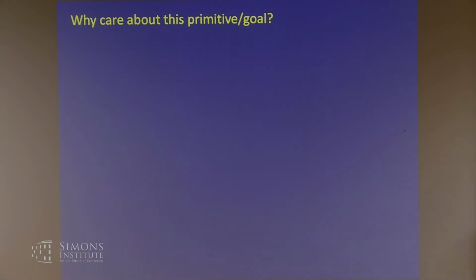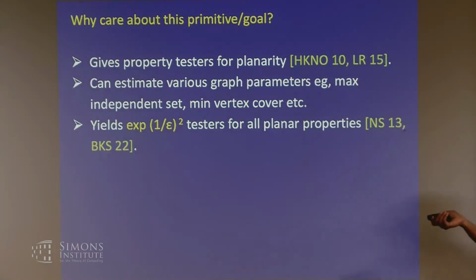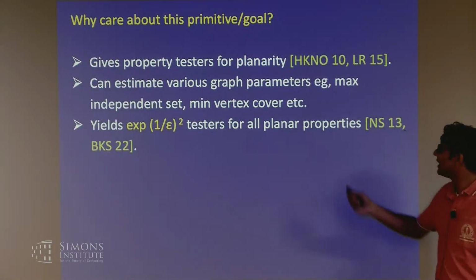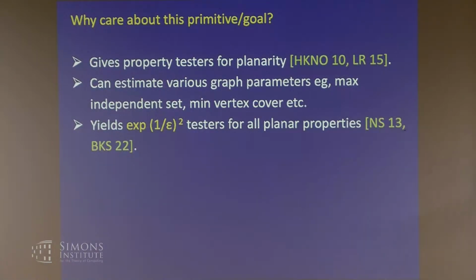So I believe Christoph is not here. Hassidim, Kelner, Nguyen, and Onak in 2010 described that if you could implement this primitive, you would be able to get two-sided testers for planarity with the same query time. The query complexity would be the same as the query complexity for setting up this partition oracle, so to speak. Then Levi and Ron refined their analysis to give more efficient partition oracles.